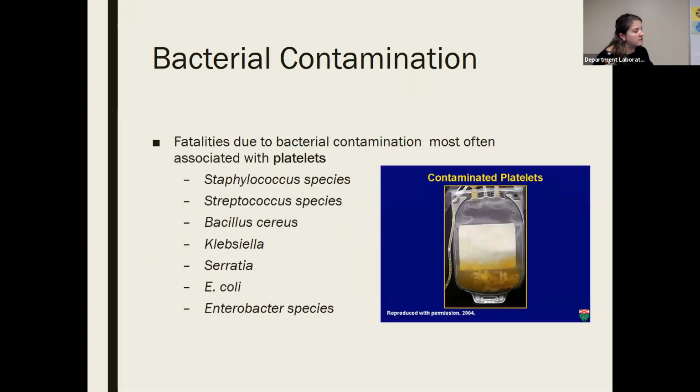For platelets: Staph species, strep species, Bacillus. You guys learned about Bacillus. He is a very common contaminant, he's easy growing. Klebsiella, Serratia, E. coli, and Enterobacter. So these are all common platelet contaminants that could be passed on to our recipients.